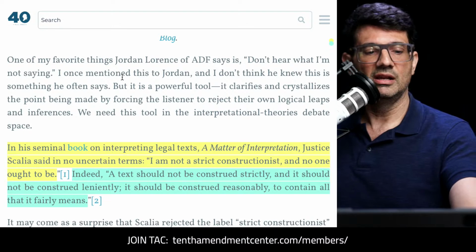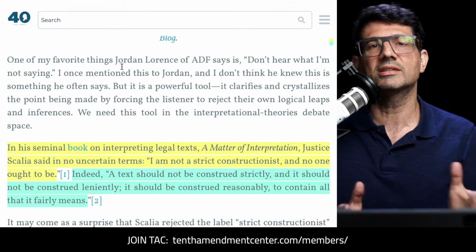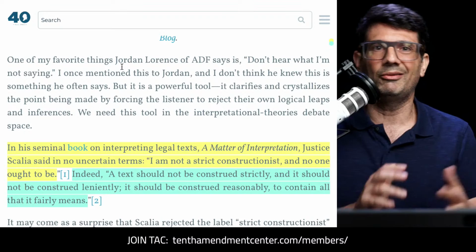It should be construed reasonably to contain all that it fairly means." So that's strict construction. Scalia was opposed to that. He was not a strict constructionist. And maybe it's just based on how people define it. Larry Solomon's blog talked about how, well, do we really have a definition? But this is the general understanding, between that and how Nadelson put it.